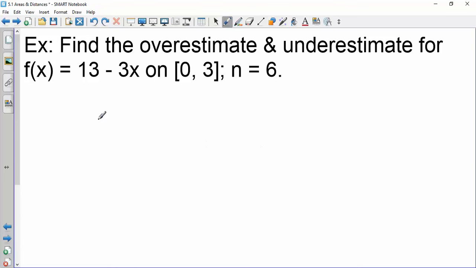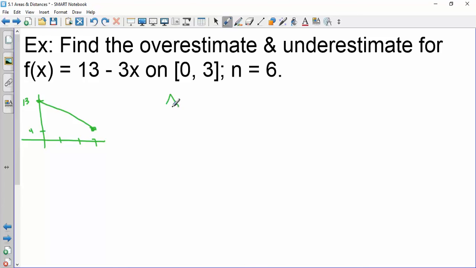Over and underestimate for 13 minus 3x on the interval of 0 to 3 with n equals 6. Certainly, if you want to graph it, you can. 13 minus 3x is just a line. If you plug in a 0, you get out 13. If you put in a 3, you get 13 minus 9, which is 4. Please don't graph as horribly as I do. I'm really skipping a lot of steps right there. Don't let any algebra once do something like that. Really bad. But we're just finding that area.